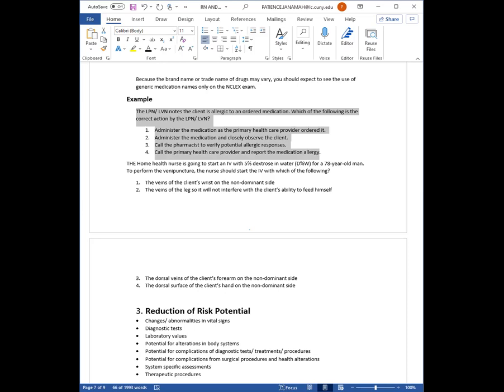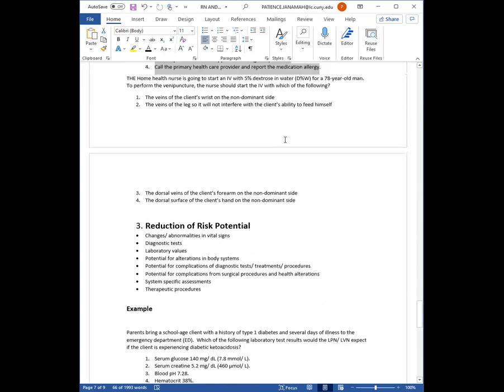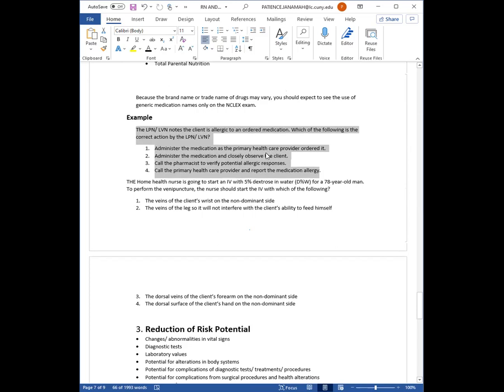The LPN knows the client is allergic to an ordered medication. Which of the following is the correct action by the LPN? Oh, I was reading, not knowing I was muted.